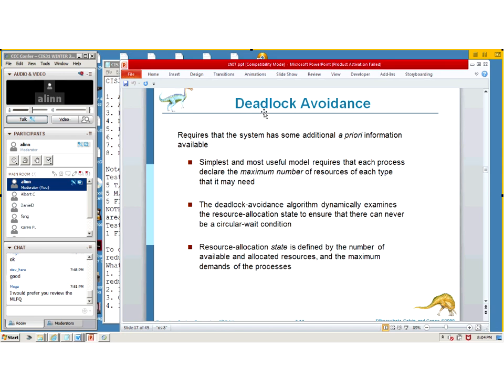Okay, I want to look at a way to avoid deadlocks. The simplest and most useful model requires that each process declare a maximum number of resources of each type that it may need. So the deadlock avoidance algorithm dynamically examines the resource allocation state to ensure that there can never be a circular wait condition. The resource allocation state is defined by the number of available and allocated resources and the maximum demands of the processes. So we're going to look at this in a little more depth.